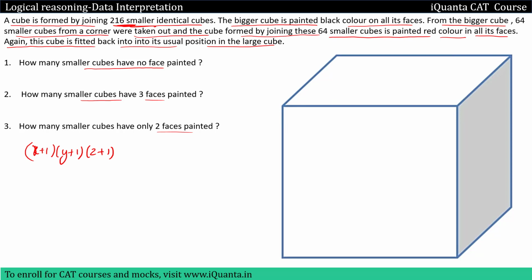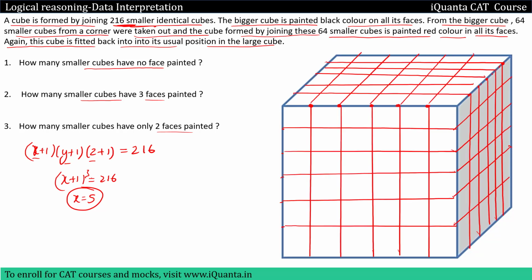So here we have this as 216. This is the number of pieces. If we want smaller identical pieces, the cuts in all directions should be the same, so x should be equal to y should be equal to z. So I'll get (x+1) cubed equals 216. If we solve this, I'll get x equal to 5. That means the number of cuts in the x, y, z directions should be 5. So I'll cut this cube along the x, y, z directions using 5 cuts. When you do 5 cuts along each direction, the cube looks like this.